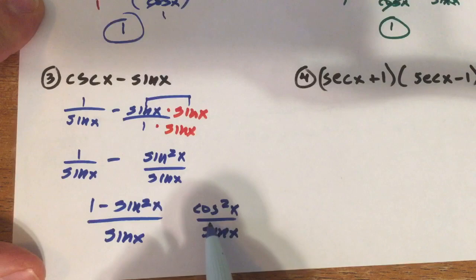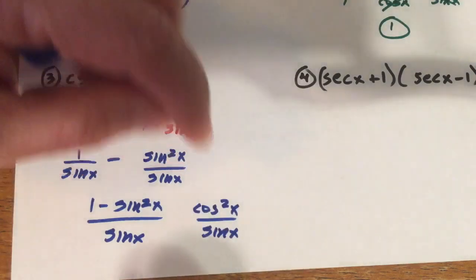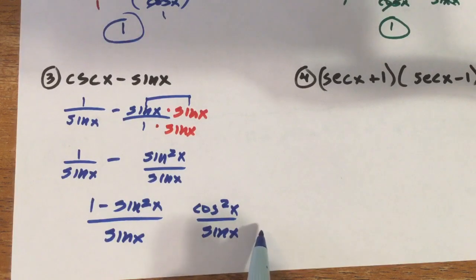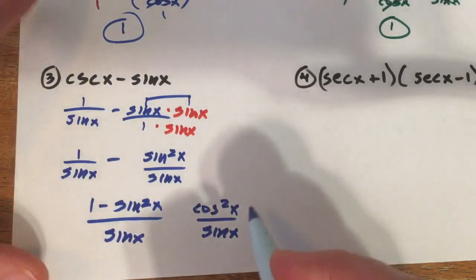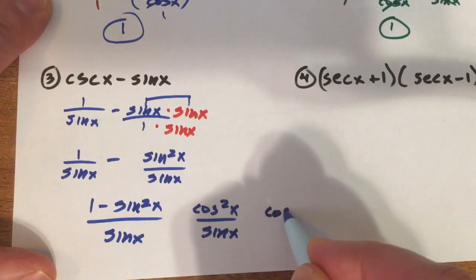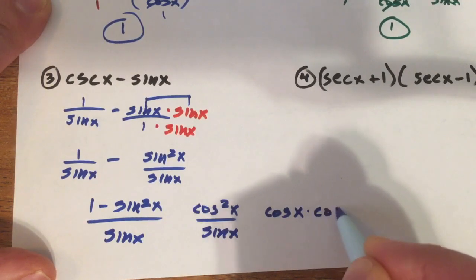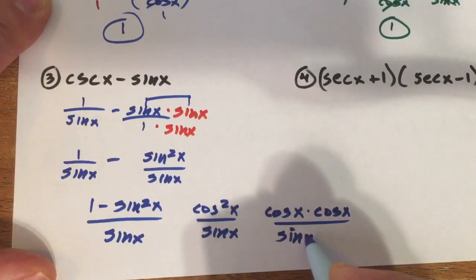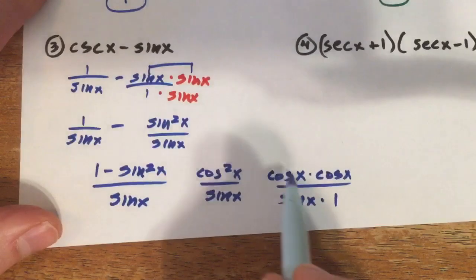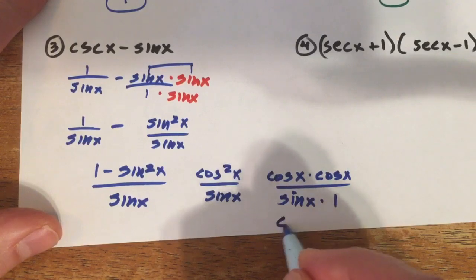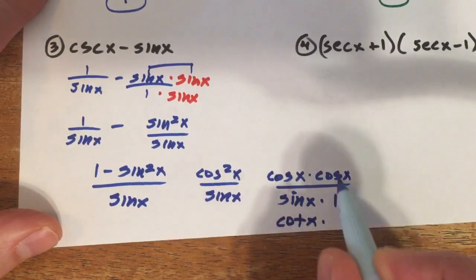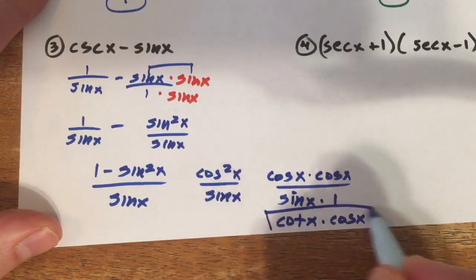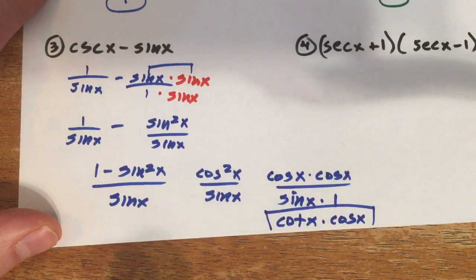Now the next part. Let's go ahead and separate this. If the squared was not here, it would be cosine over sine, which is cotangent. But the squared is here. So let's write the numerator as cosine times cosine. Let's write the denominator as sine times 1. Well, cosine over sine is going to be cotangent. Cosine over 1 is going to be cosine. And that's it. That's as simple as it gets.